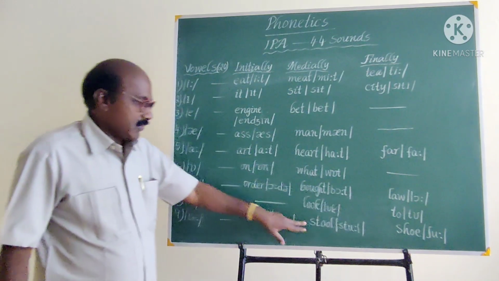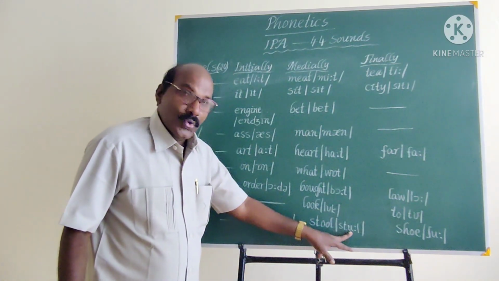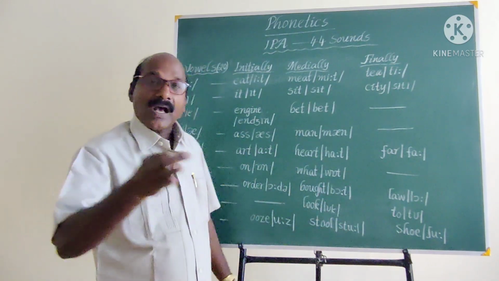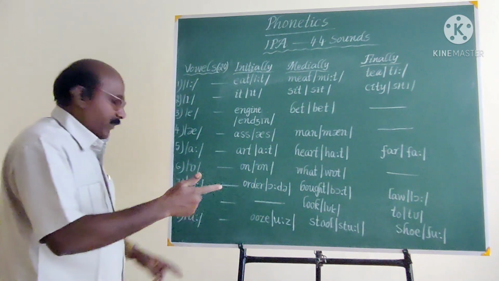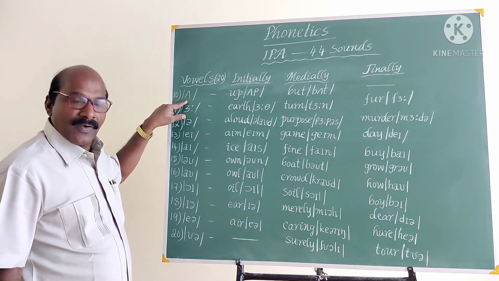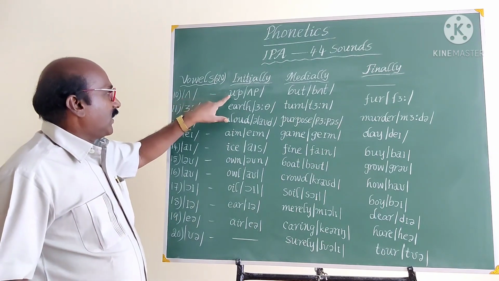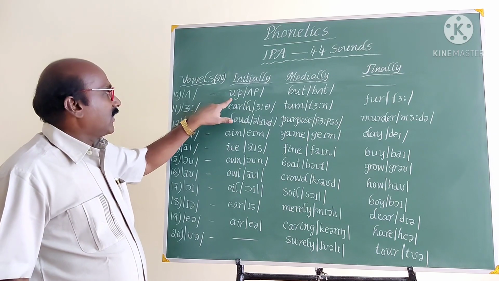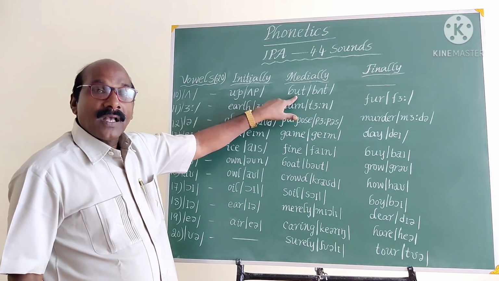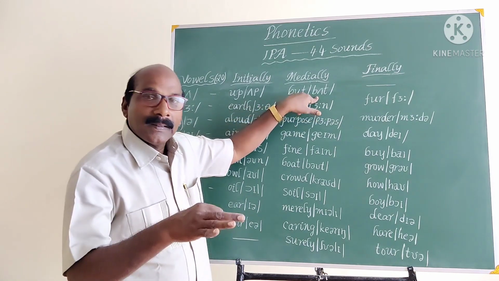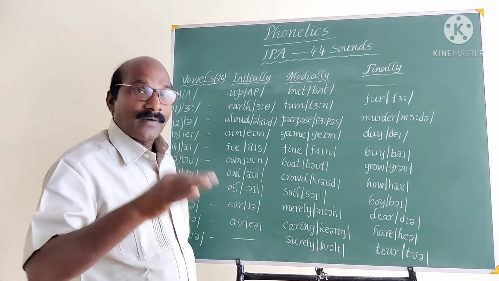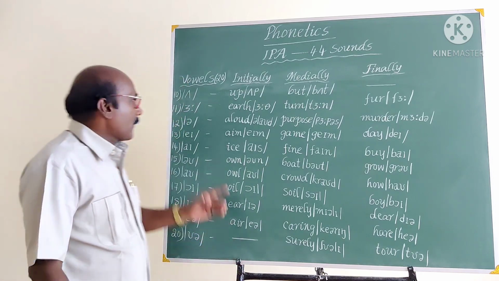Initially ooze, medially stool, and finally shoe, long oo. And coming to the next sound, the 10th one, this is pronounced as uh. Initially it occurs as in up. Medially it occurs in but, and finally we don't have the sound uh in an English word.